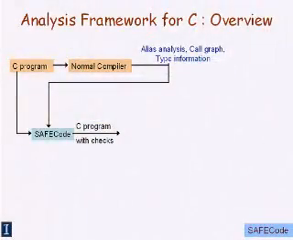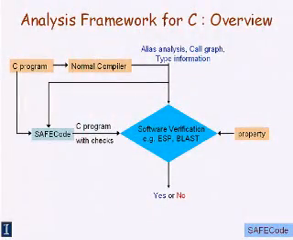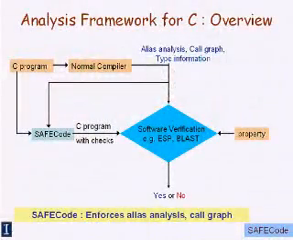And here is how our solution works. Basically, we're going to use the normal compiler to extract out the same alias analysis, call graph, and type information. And the SAFECode platform takes in your original C program and this alias analysis, and out comes a new C program with some sort of checks. And these checks make sure that the program never deviates from the alias analysis. Now you can feed in this new program with these checks into your favorite software verification tool, and you can get an answer yes. And if you get an answer yes, it really means that the program satisfies that property in all executions.